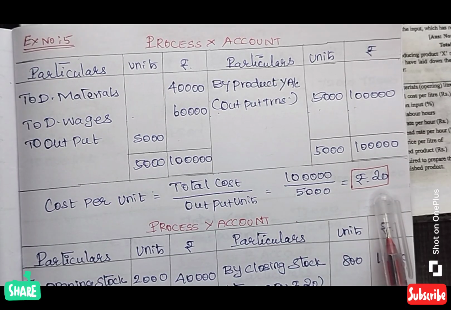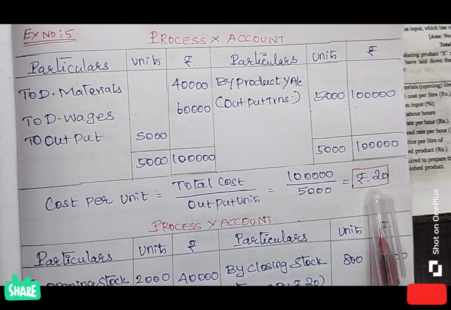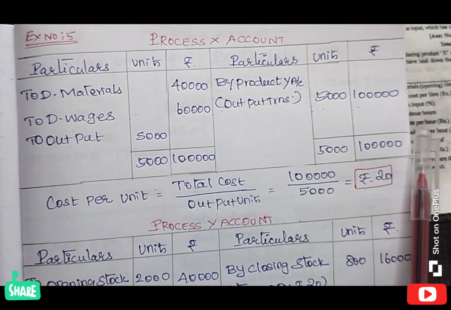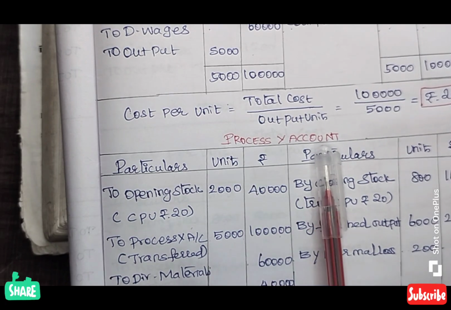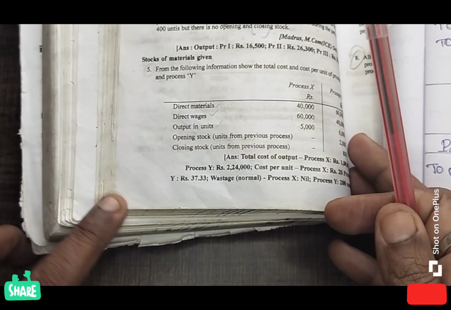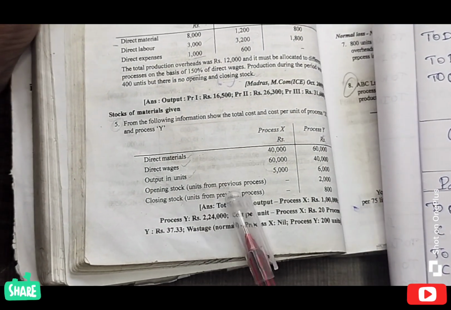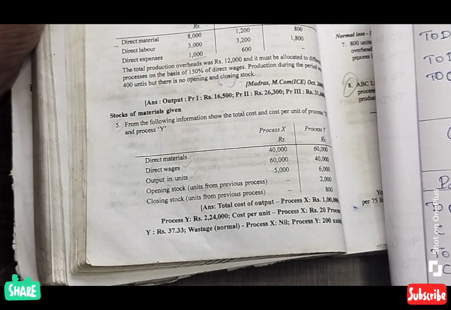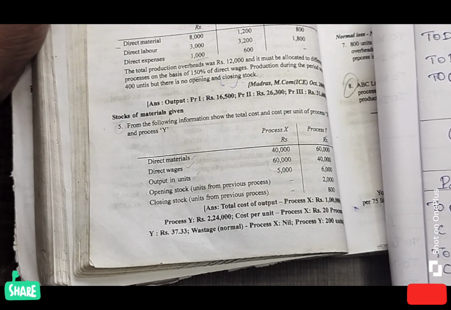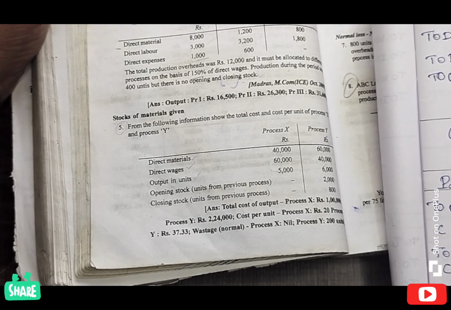After canceling, you will get cost per unit as 20 rupees. So the first process is completed, that means the process X account is completed. Now we are going to prepare the process Y account. Let's see the question. If they have given opening stock in the question, you have to enter the opening stock first. Only then are you going to transfer the previous process output into the current process input.